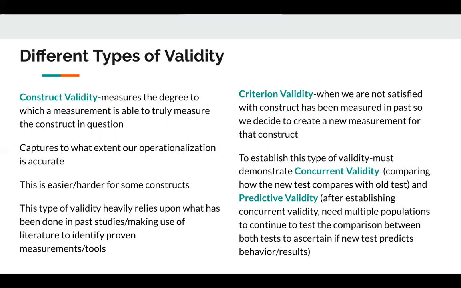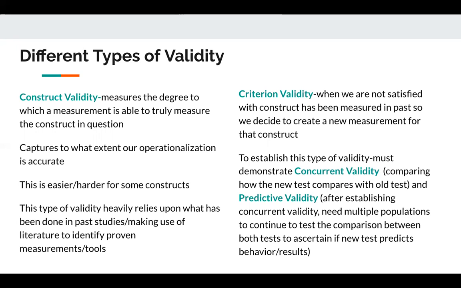And this is where your book really mentions that this is why you have to do that literature review and really pay attention to what previous researchers have done, how they've measured a phenomenon, because this is what you're calling upon in order to establish construct validity. You rely upon what's been done in past studies, and you make use of the literature to identify proven measurements and tools. And that's how you make the argument that you're using a good measurement, because you can point to how it's been successfully employed by previous researchers.